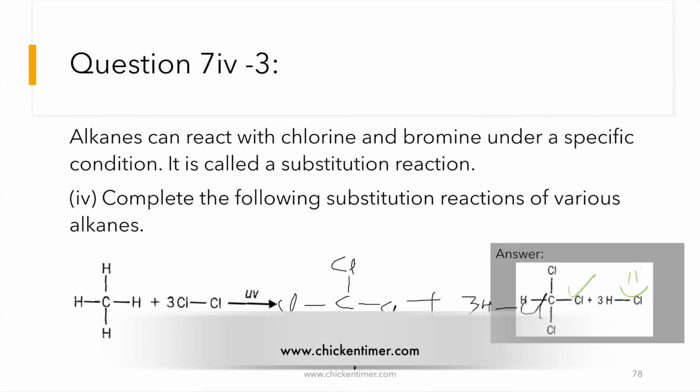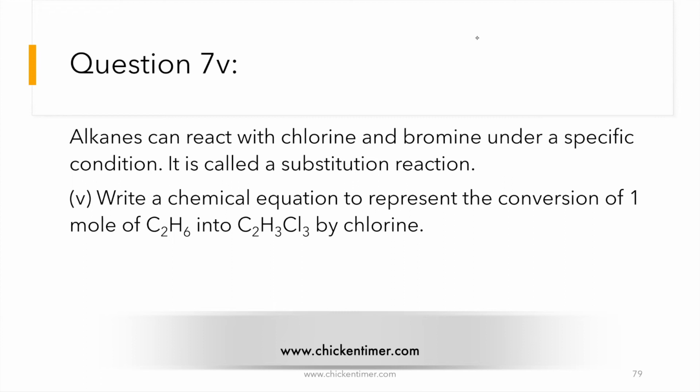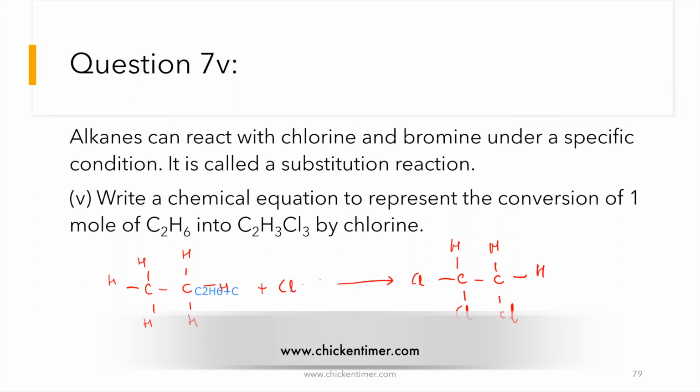Write a chemical equation to represent a conversion of 1 mole of C2H6 into C2H3Cl3. What it means is you're going to convert C2H6 into C2H3Cl3. So because it's a substitution reaction, you need to put in Cl2. Then it kicks out HCl. So we replace three hydrogen, so it's 3Cl2 like this. When 3 is replaced, 3 hydrogen get kicked out, so then 3 HCl will be formed. So the drawing wise is like this.